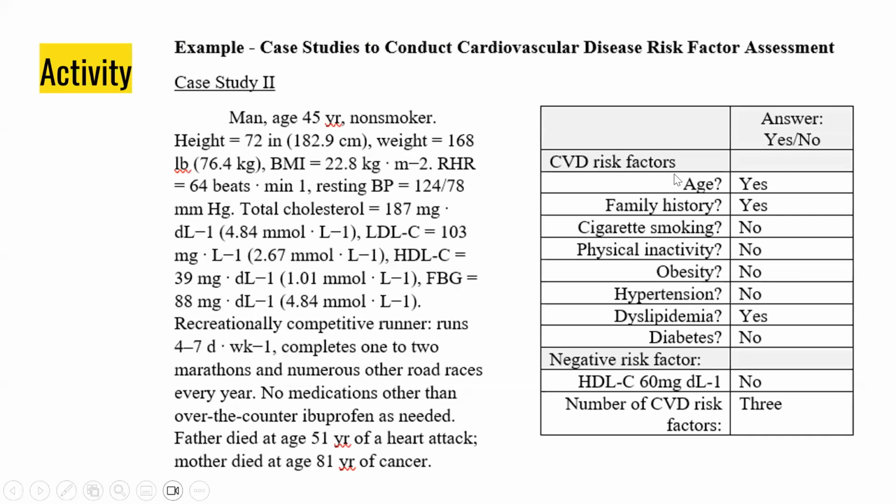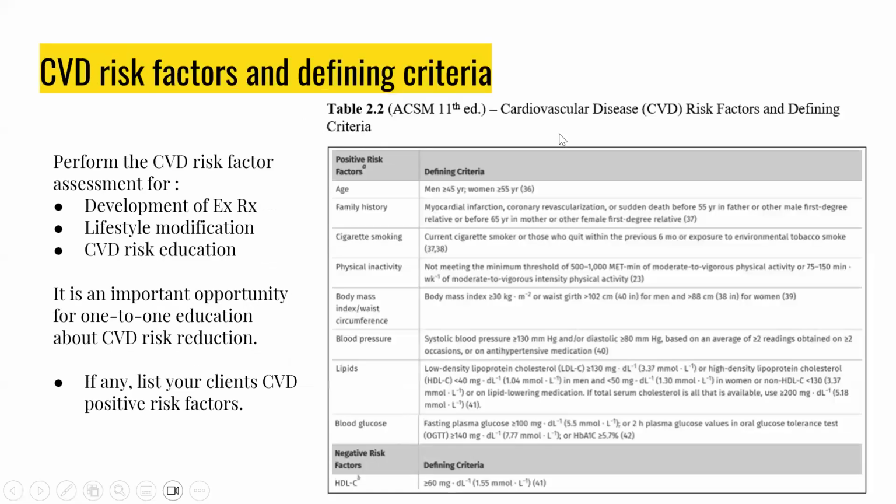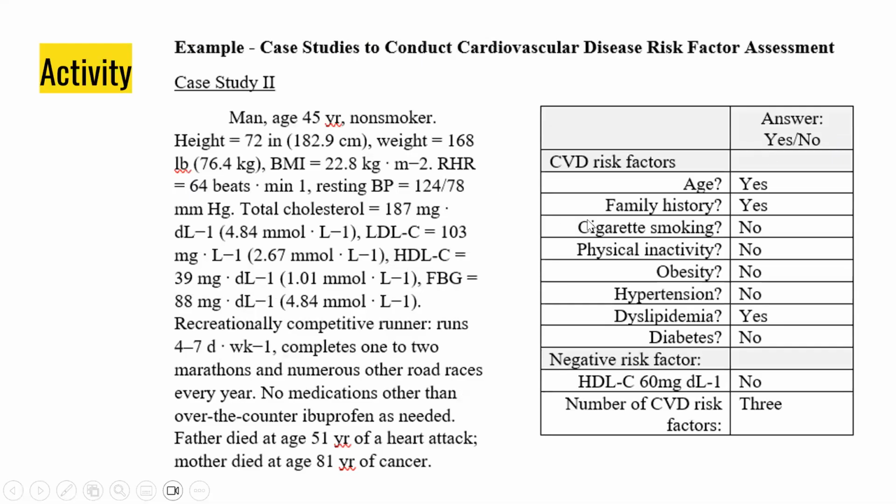Cardiovascular risk factors. First, age. It's a yes, because he is a man of age 45. And we can see here the positive risk factor, the defining criteria: men over 45 years old. Family history, yes. Father died at age 51, right, from a heart attack, and mother of cancer. He's not a cigarette smoker, so that's not a positive risk factor. He's very physically active, right? So there's no obesity based on the BMI.